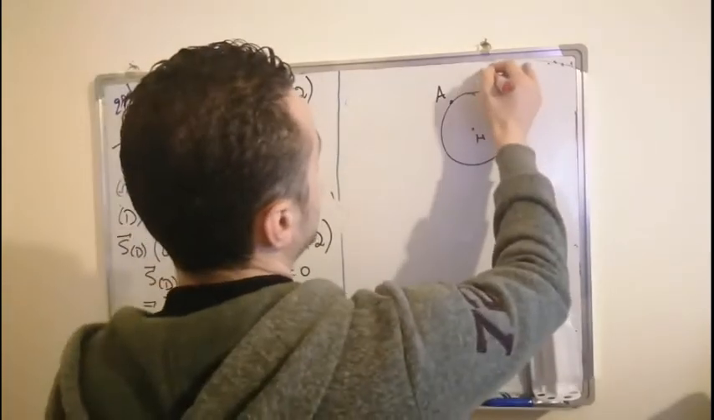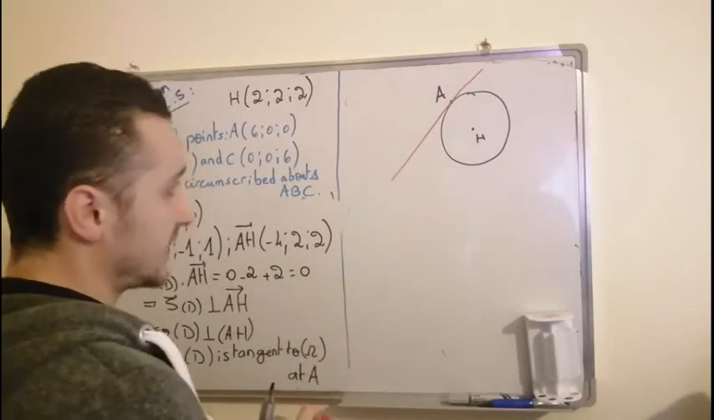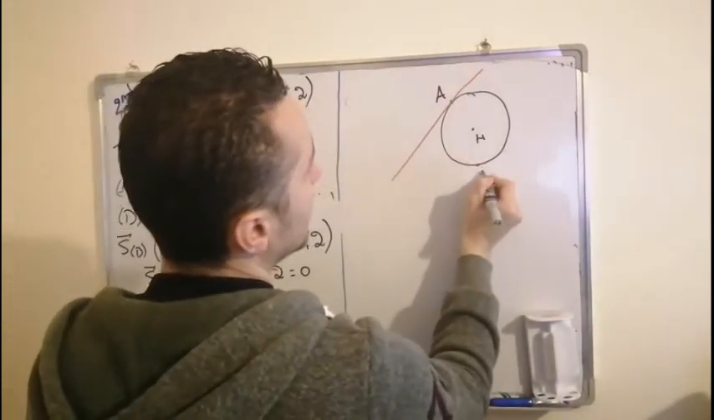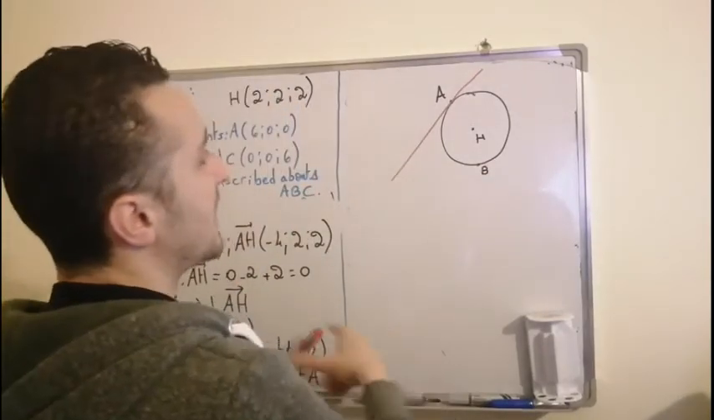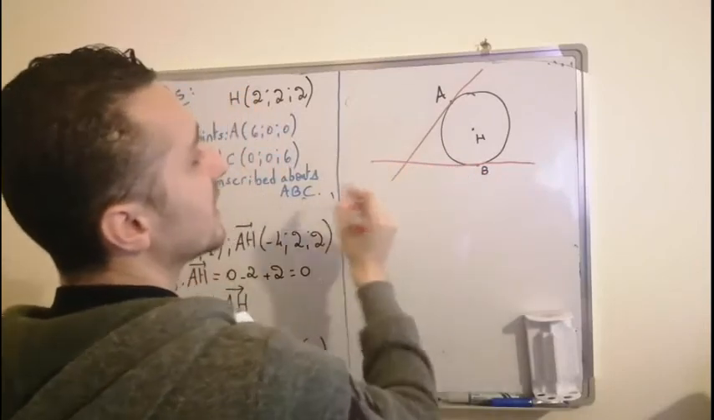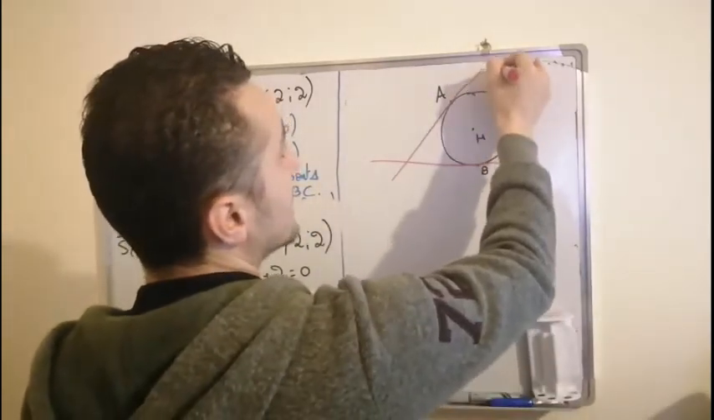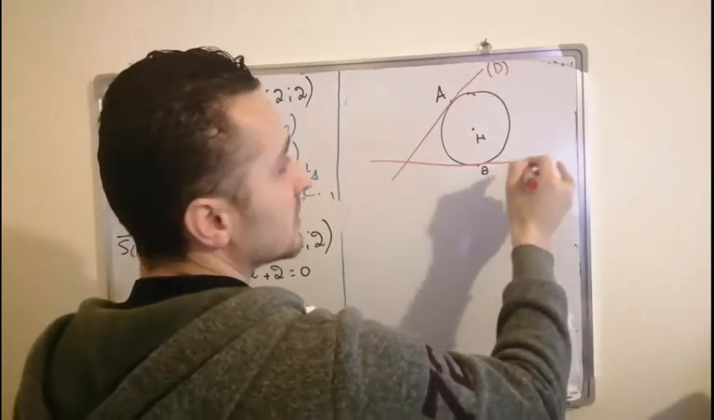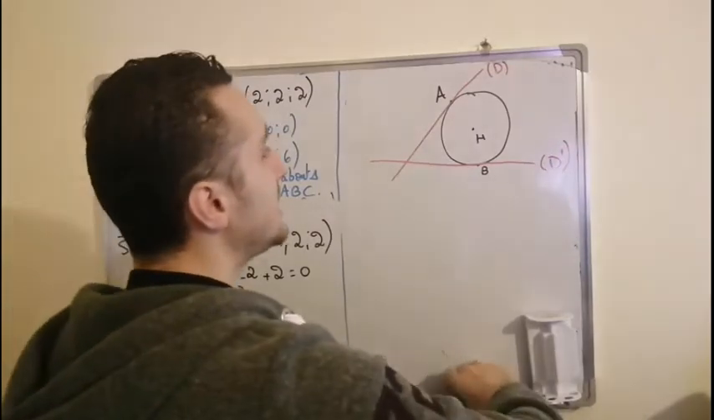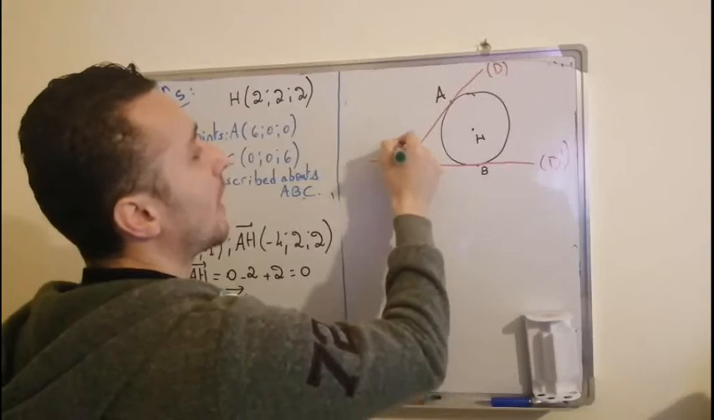We have a tangent passing through A to the circle and a point B belonging to the circle. We have a second tangent to the circle passing through B. The first tangent is D, the second tangent is D prime. These two lines, D and D prime, intersect at point I.